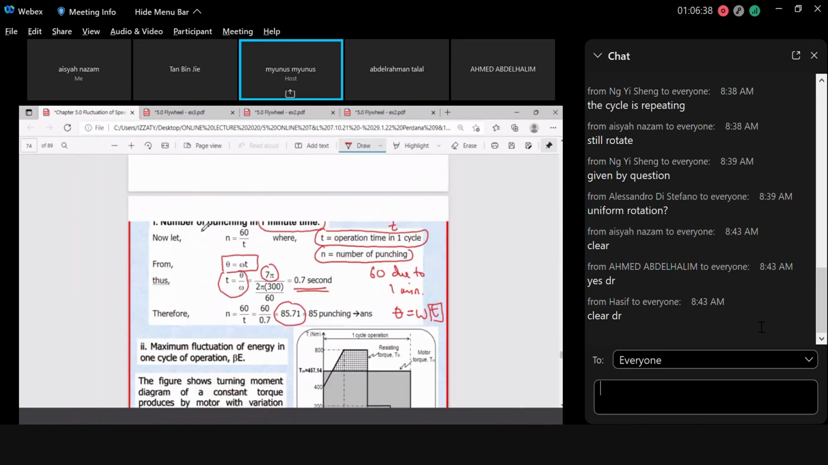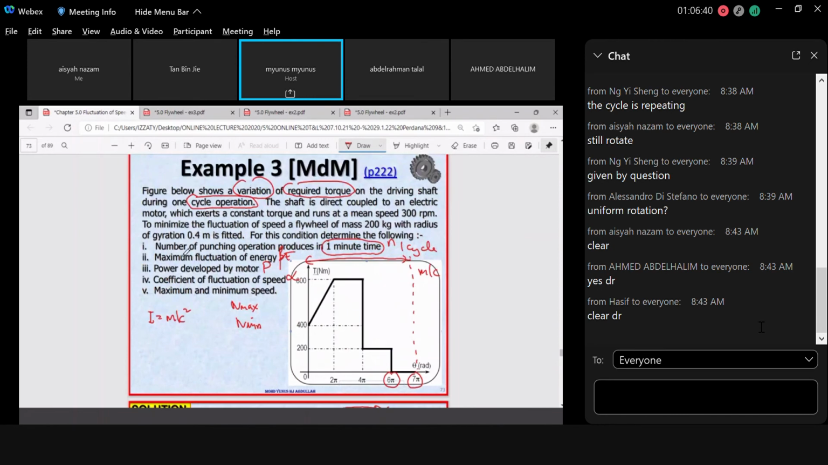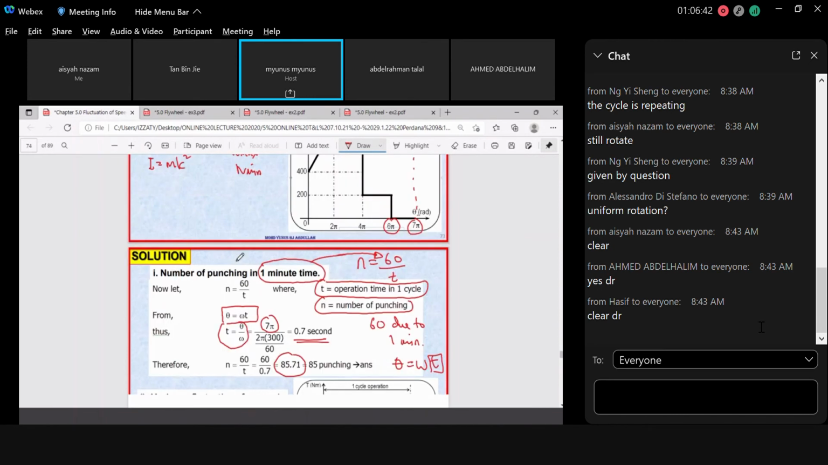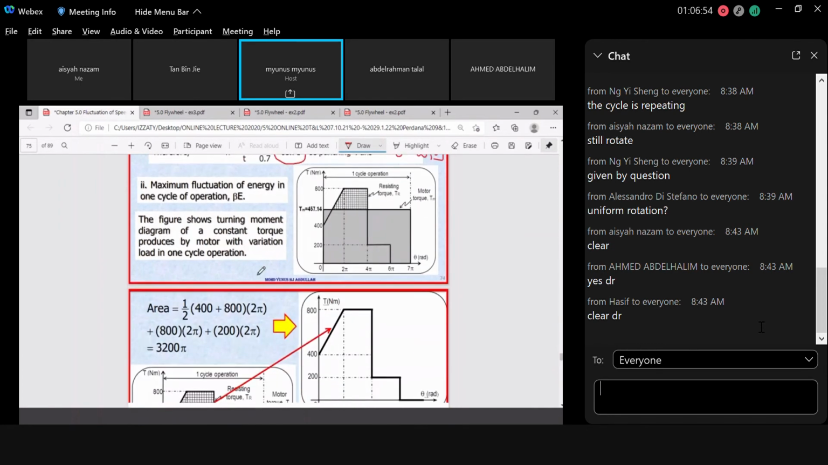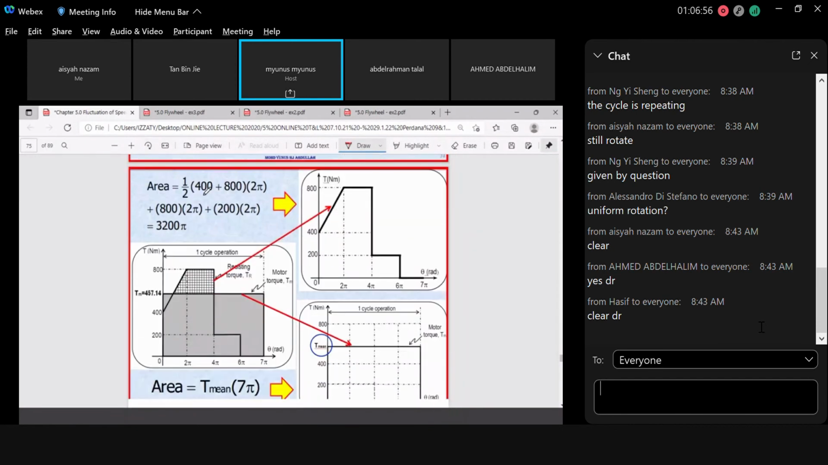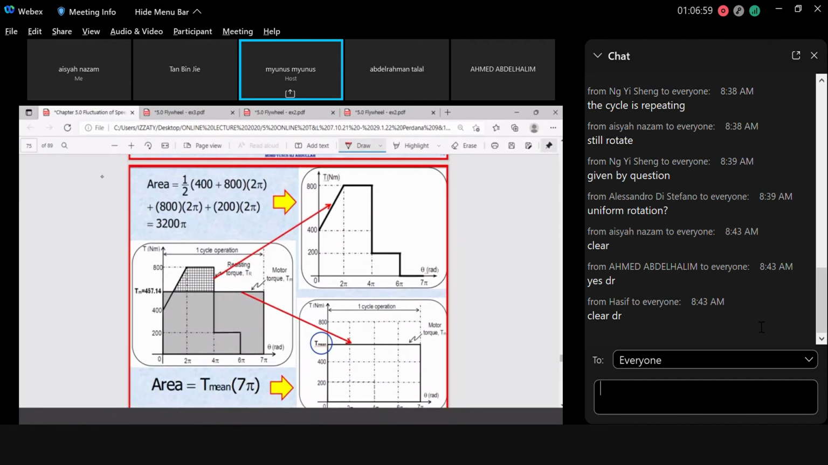So the second part, the question asks us to define what? The maximum fluctuation energy, beta E. To define beta E, you need to know what T mean is. What is the T mean now? So T mean is here. T mean is basically the actual area. This one is coming from the machine. This one is coming from the motor, which is not in the graph, but you have to draw it on your own.